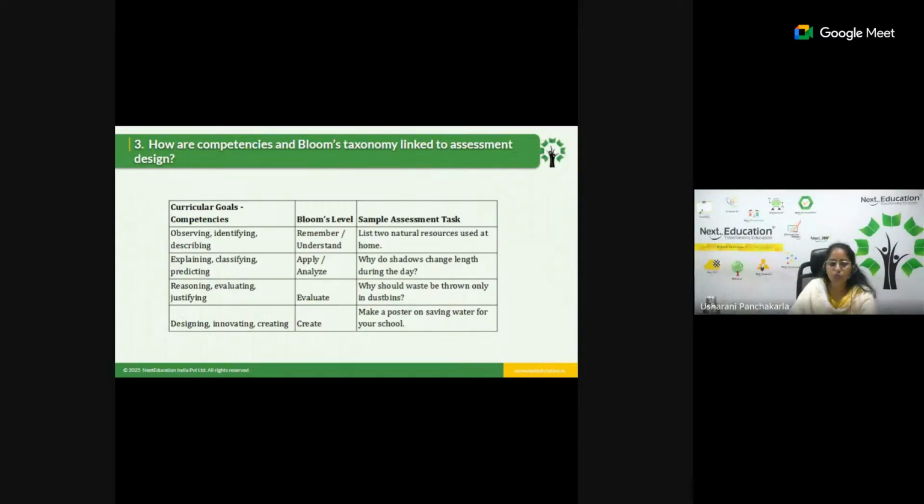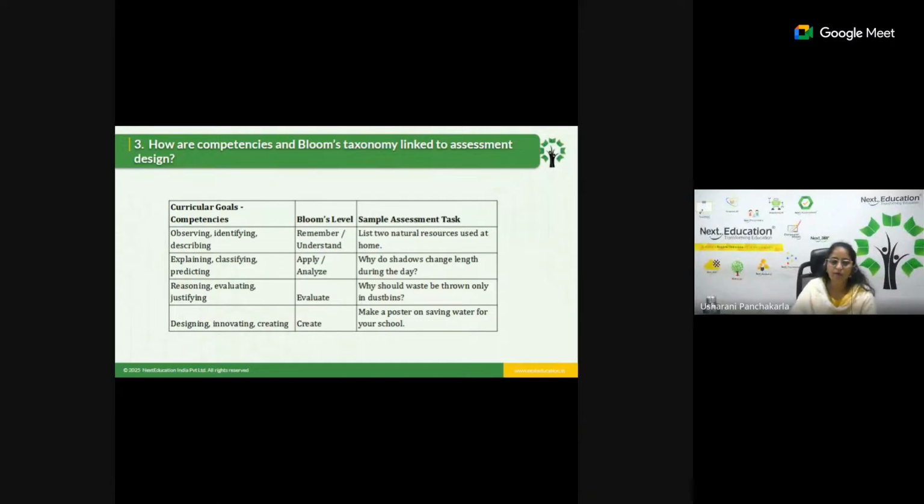And coming to the last one, create, where you are designing, innovating, and creating something, a new model. By hypothesizing it, then doing some experimentation, then drawing observations, finally you give a conclusion saying that yes, this project or this hypothesis is working out well. One example is: make a poster on saving water for your school. This is for the lower grades. But for the higher grades, maybe 6 to 10, mostly it will be in the form of designing or creating some new model.